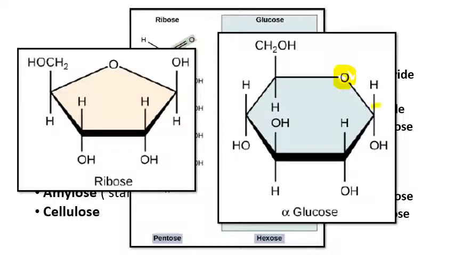So this is the 1 prime carbon which you find in glucose. This is the 2 prime carbon. This is the 3 prime carbon. This is the 4 prime carbon. And this is the 5 prime carbon. And this is the 6 prime carbon. So you start from the oxygen, and then you go clockwise around the ring, and you give every carbon a prime number: 1 prime, 2 prime, 3 prime, 4 prime.